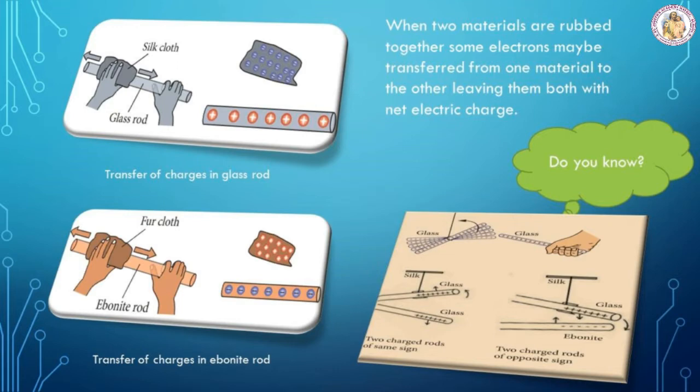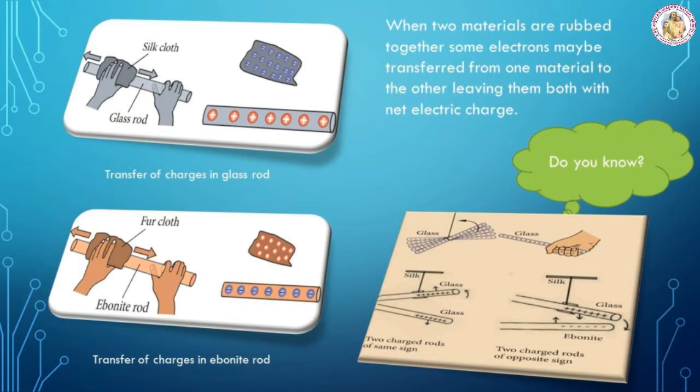Since the glass rod loses electrons, it has a deficiency of electrons and hence acquires a positive charge. But the silk cloth has an excess of electrons, so it becomes negatively charged. This you can see in the given picture.